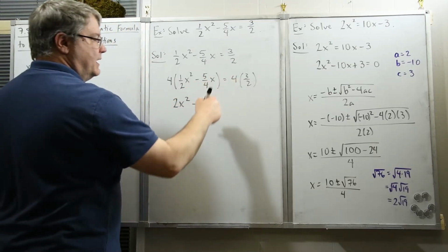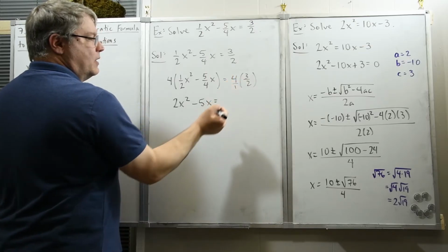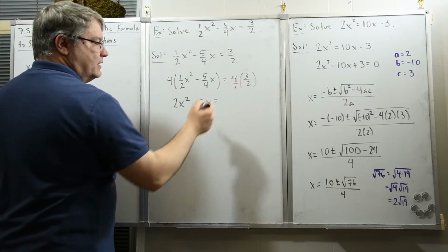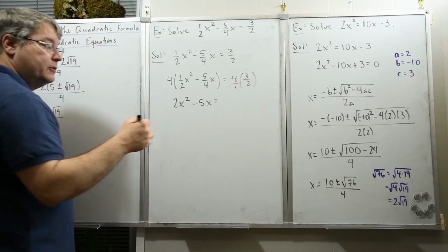And then 4 times 3 halves. Well, think of it as 4 over 1 times 3 over 2. 4 times 3 gives you 12 up top. 1 times 2 gives you 2 on the bottom. 12 over 2, same thing as 6.